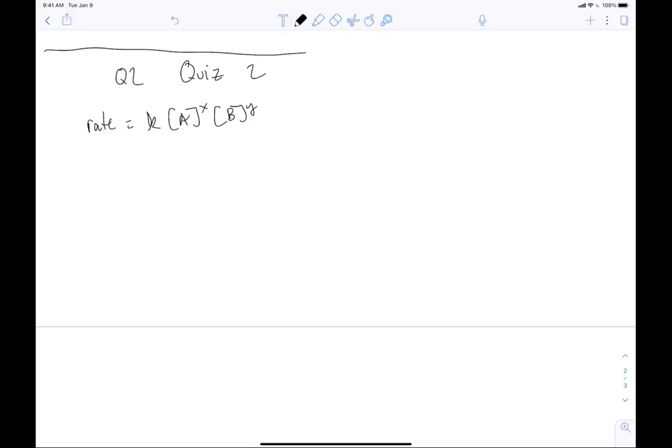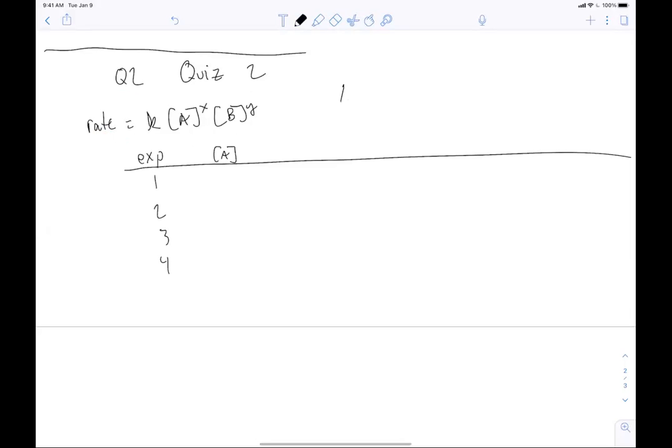But anytime you have a table of data with rates and concentrations, that's going to be using the method of initial rates. So in this question, we have 1, 2, 3, 4. These are our experiment numbers, and then we have a whole bunch of concentration data here. We're given this equation, and they're just asking for the rate constant here. But we can talk a little bit in this last 5 minutes about the different things you can extract from this.